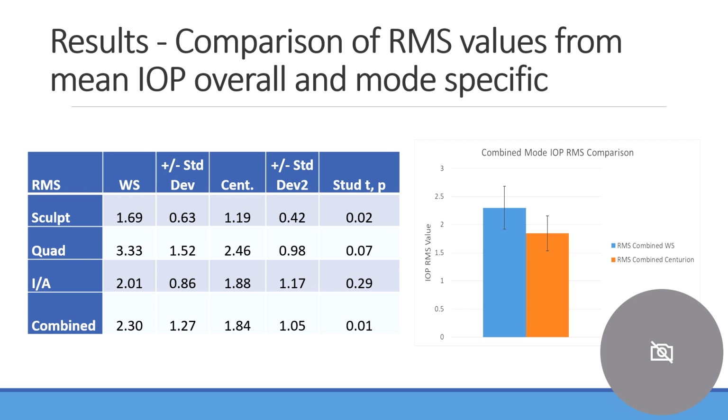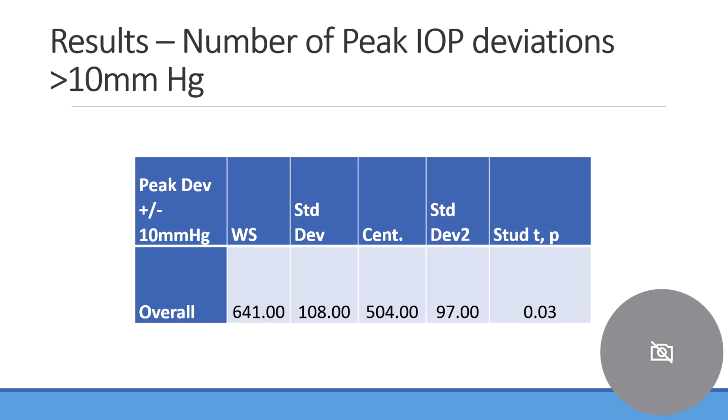Since the anterior chamber fluctuations are mostly a sinusoidal variation from a mean IOP, we evaluated the root mean square from mean IOP to compare each modal and total IOP fluctuation. The active fluidic system significantly outperformed the gravity feed system in total, sculpt, and quadrant modes, but not in the IA mode. Independently, we examined large amplitude fluctuations greater than 10 millimeters of mercury and found the active fluidic system performed significantly better as well.